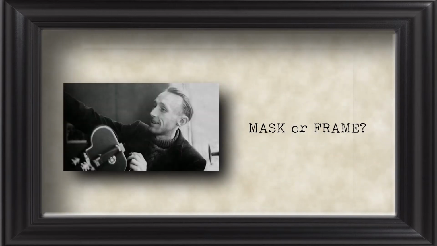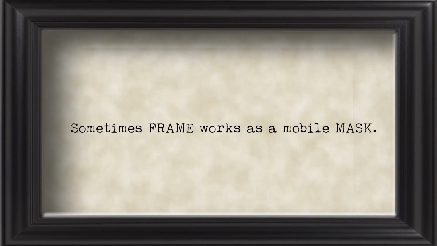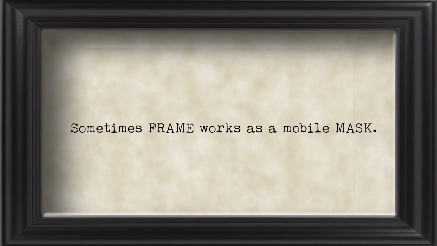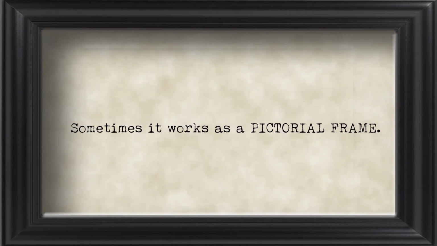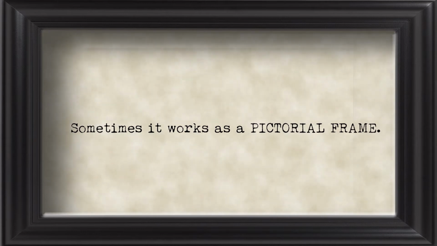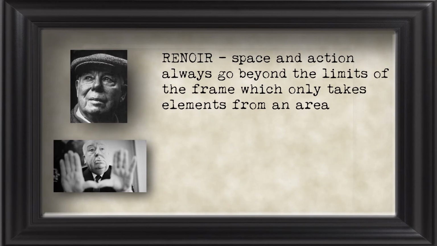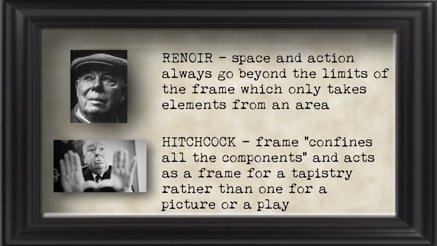If we return to Bazin's alternative of mask or frame, we see that sometimes the frame works like a mobile mask according to which every set is extended into a larger homogeneous set with which it communicates, and sometimes it works as a pictorial frame which isolates a system and neutralizes its environment. This duality is most clearly expressed in Renoir and Hitchcock. In the former, space and action always go beyond the limits of the frame which only takes elements from an area. In the latter, the frame confines all the components, and acts as a frame for a tapestry rather than one for a picture or a play.